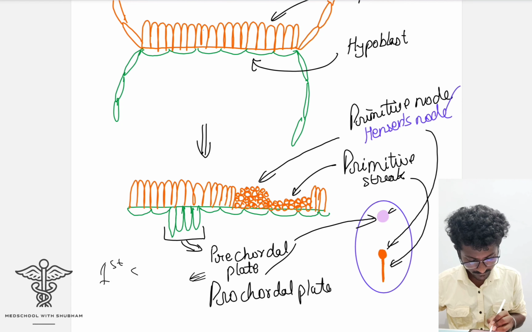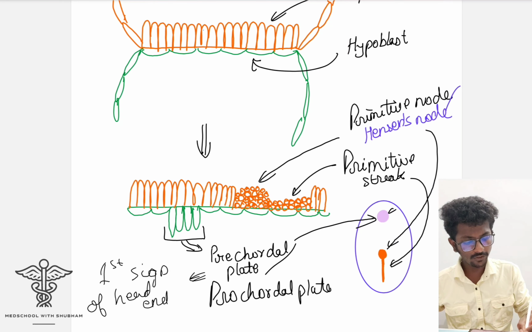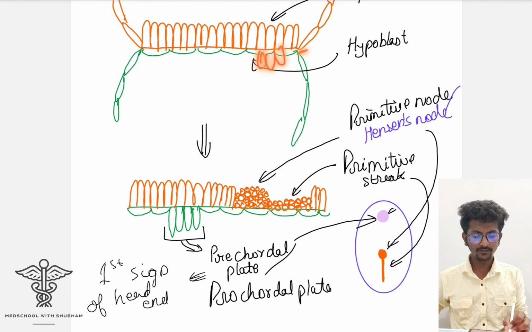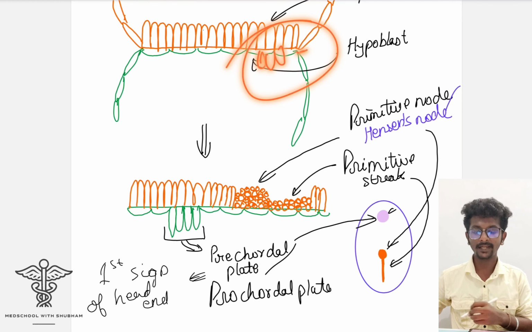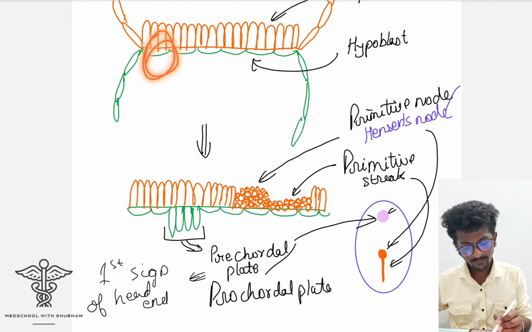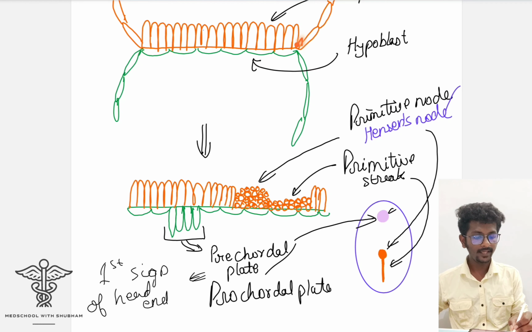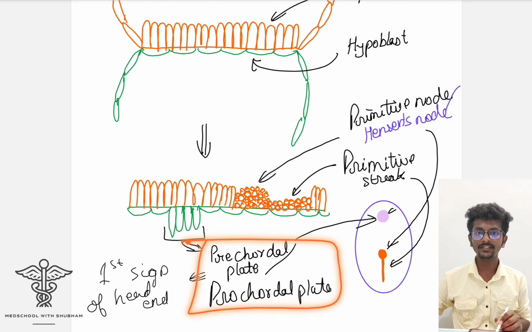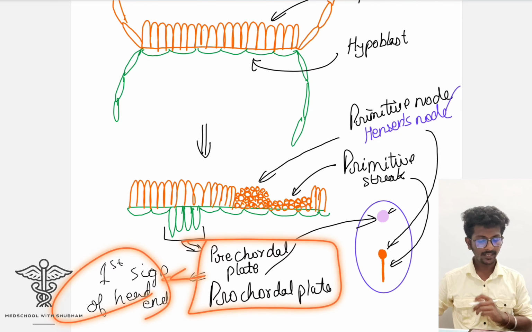First sign of the head end means what? If the precaudal plate is formed on this side, near this end, then this end is going to form the head end and the other is going to form the tail end. But if it is formed on the other side, then that side is going to form the head end. Therefore, it is said that precaudal plate formation is the first sign of the head end.